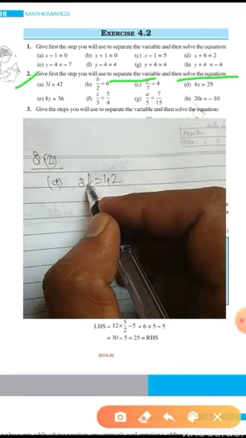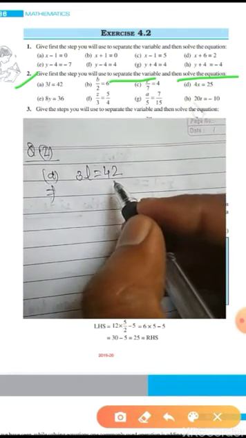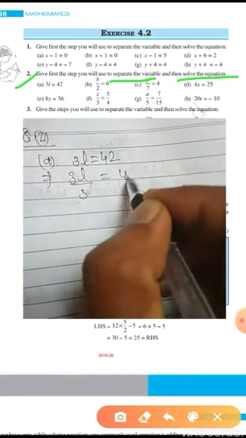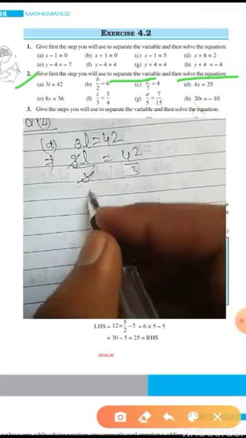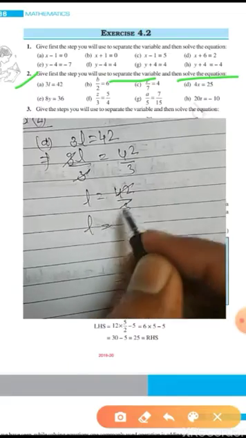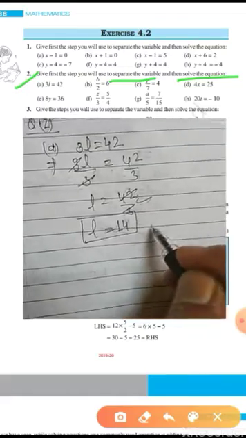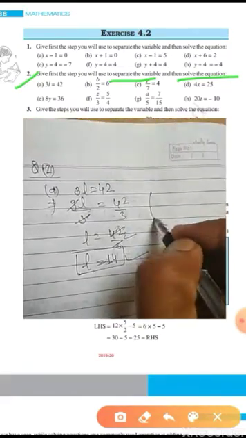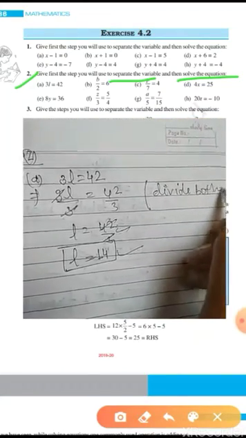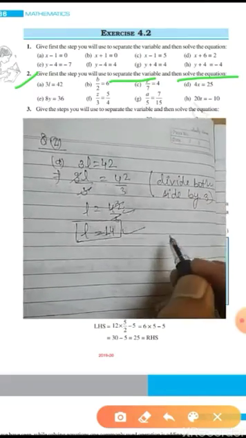Okay, here 3 is multiplied to l. So to separate l we have to divide by 3 on both sides. So 3l divided by 3 is equal to 42 upon 3. So it will cancel. So l is equal to what? 42 upon 3. What will be the value of this? 14. So l is equal to 14. You have to write the step. Divide both sides by 3.